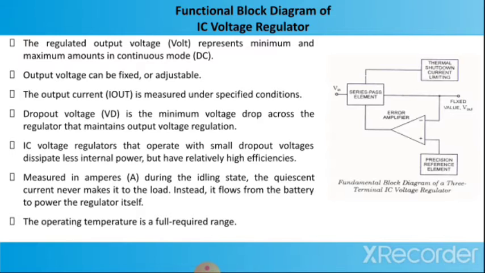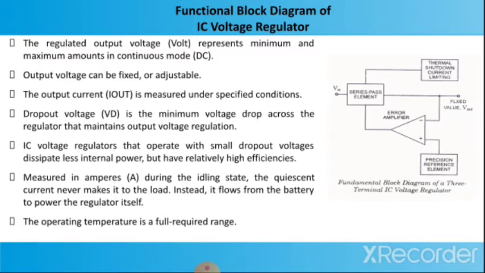The regulated output voltage represents minimum and maximum amounts in continuous mode. Output voltage can be fixed or variable or adjustable. The output current, which is called I out, is measured under specified conditions. Dropout voltage, denoted by VD, is the minimum voltage drop across the regulator that maintains output voltage regulation. IC voltage regulators that operate with small dropout voltages dissipate less internal power and have relatively high efficiencies.